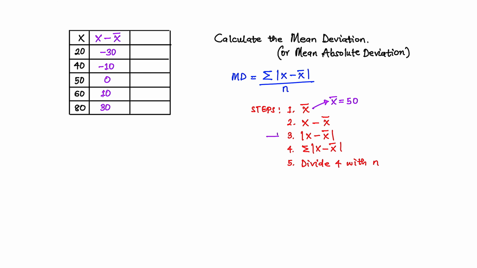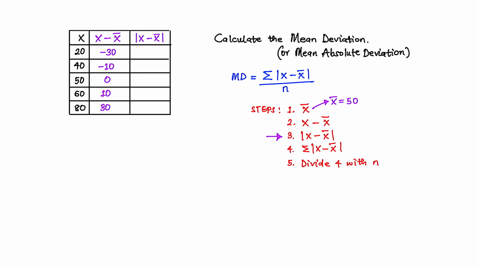Now, moving on to step 3, we need to take the absolute values of the deviation of each data from the mean. So, absolute value of each x minus x bar. Absolute value in maths simply means that if you have a negative, it turns to positive, and if you have a positive, it remains a positive. Again, a positive remains a positive in an absolute value sense, and a negative becomes a positive in an absolute value sense.